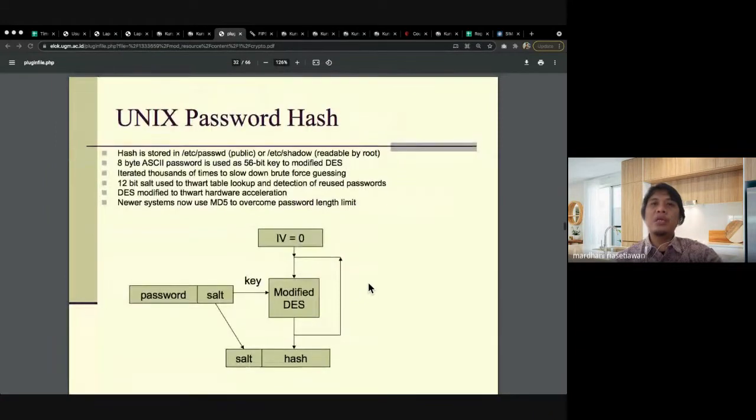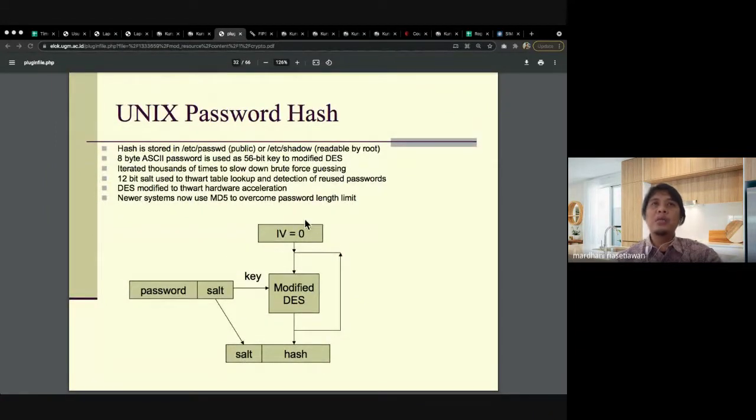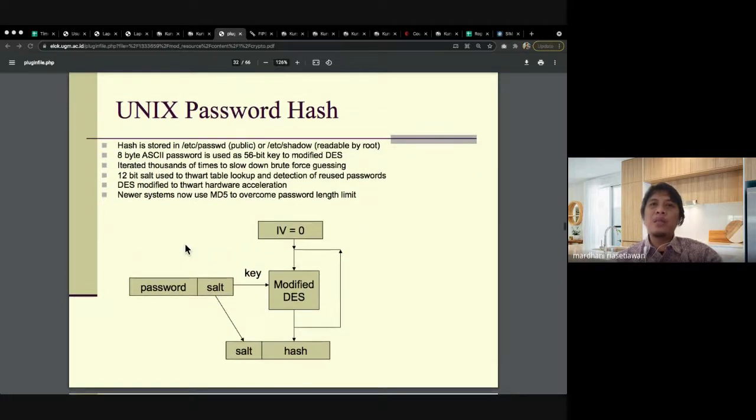So this also happens in the unique password hash. It means the hash is stored in some directory, and then it will generate some ASCII password and iterate thousands of times to slow down brute force cracking. And then we have per-user salt used to defeat table lookup and detection of reused passwords, combined with the hash modified for hardware acceleration. Network systems now use MD5 to overcome the password length limit. So you can see that the hash is used to combine with the salt, and then we will do some modified DES here.